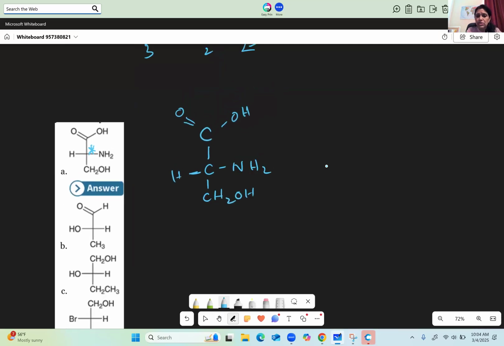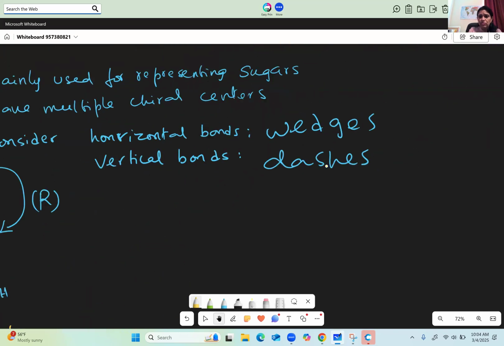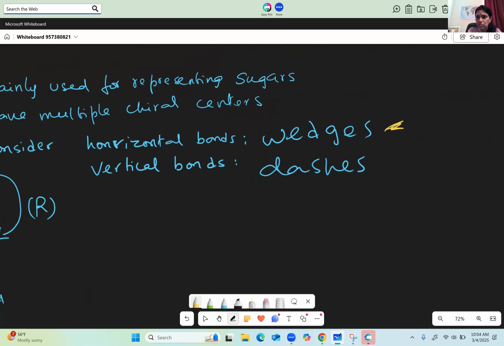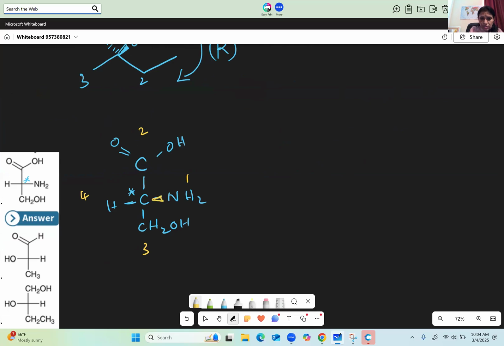To make it easier on ourselves, I'll redraw the first structure. I have redrawn the first structure already. Now this is my chiral center; the other two are not. If I were to start assigning priorities, this is my first priority, second priority, third priority, fourth priority. However, we do not know which is a dash and which is a wedge. One tip for you is we can consider horizontal bonds as wedges and vertical bonds as dashes. One more time, horizontal as wedges and vertical as dashes.